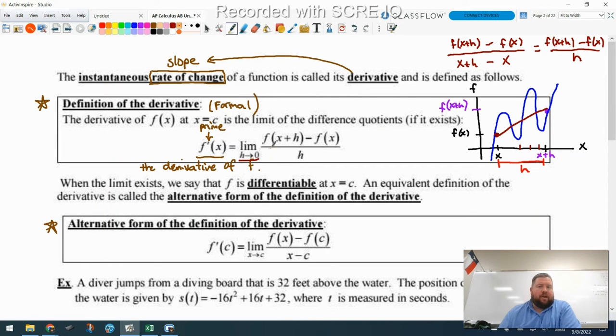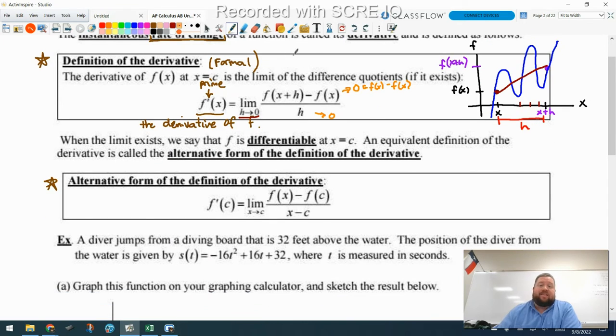Okay, now there's a problem here because if I plug in 0 for h, I get a 0. That would be f of x minus f of x, and then I get a 0 on the bottom. So this is a 0 over 0 limit. When we have an actual function to deal with, we'll be able to deal with that problem using some algebra techniques and things we learned in our last unit for solving limits.